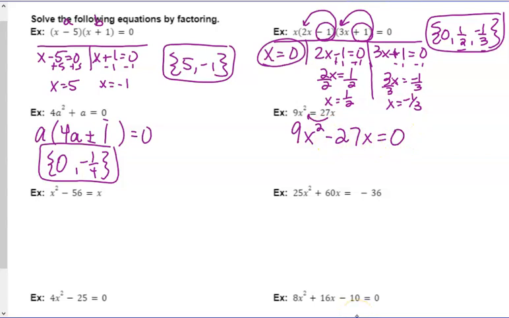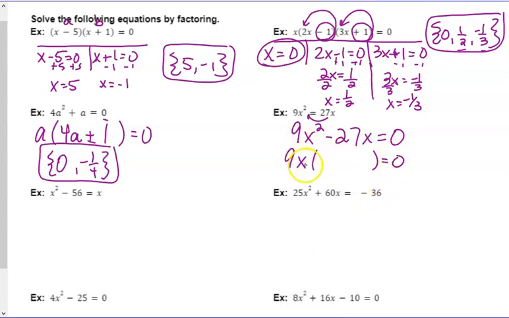Still, I have two terms, but I have to check to see if there's anything in common. Yes, there is. Each of them has a 9 in common, and notice there's an x in common. So I'm going to take a 9x out and figure out what's left over. I have it equal to 0.